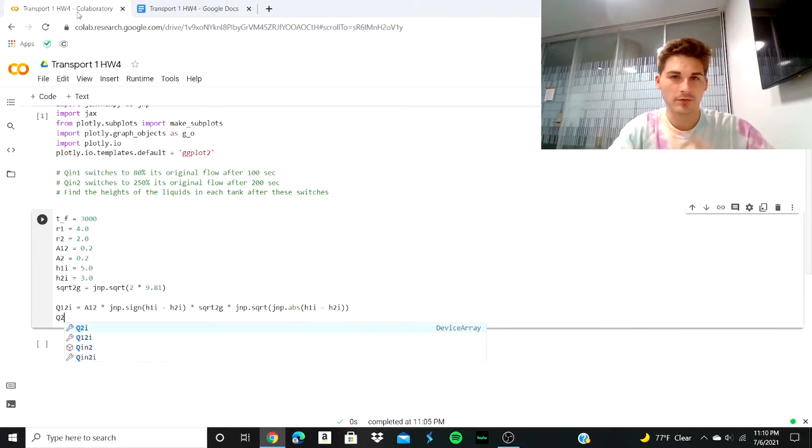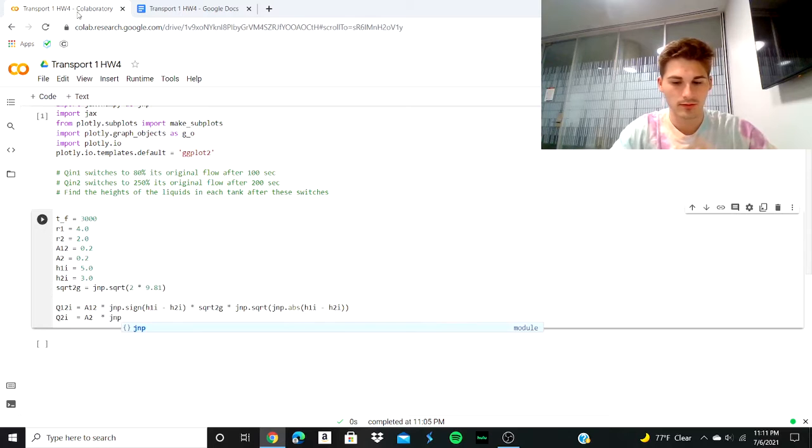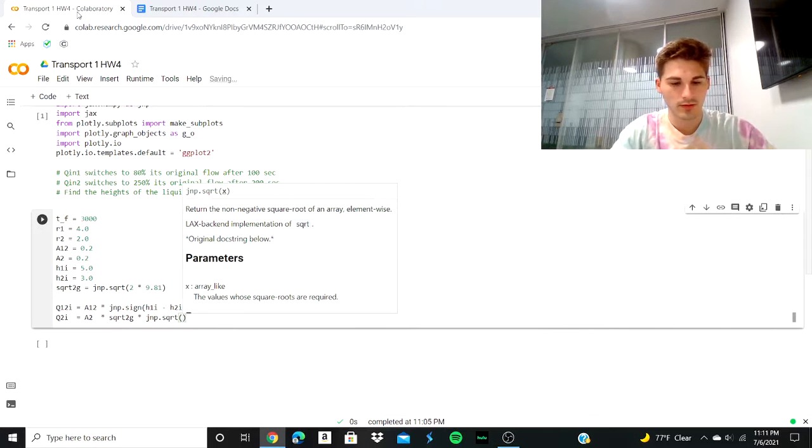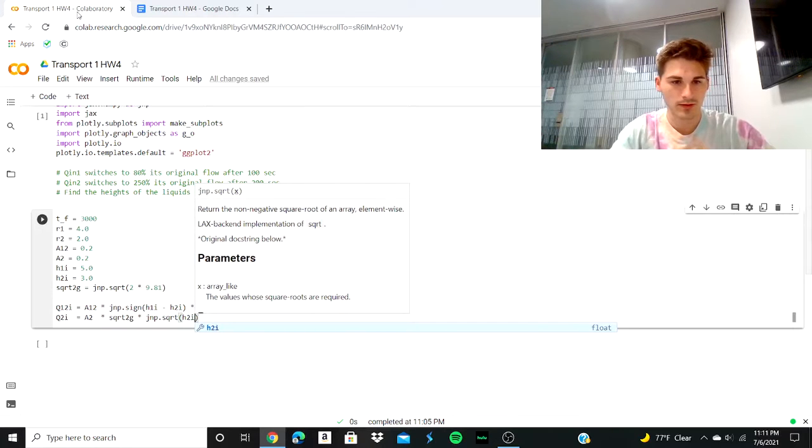And then the initial flow leaving tank 2 is going to be equal to the cross-sectional area of the pipe after tank 2 times the square root of 2g times the square root of the initial height of the liquid in our second tank.